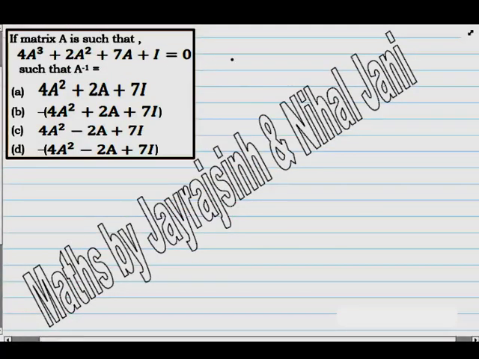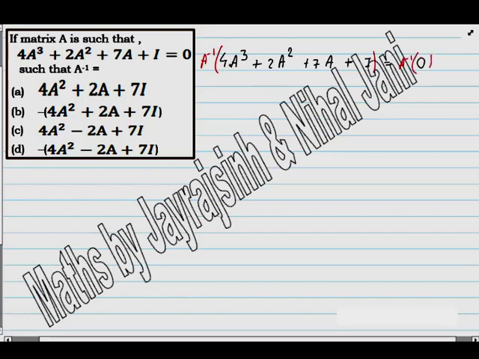Here we have one simple question, but it taught us a very good concept which will be helpful to solve some 4 markers. In the question, we have a matrix which satisfies the matrix equation 4A cube plus 2A square plus 7A plus I is equal to 0 matrix. And we have to find A inverse. Now, to find A inverse, we need to form A inverse in this equation. And for that, let's multiply A inverse on both sides of the equation.